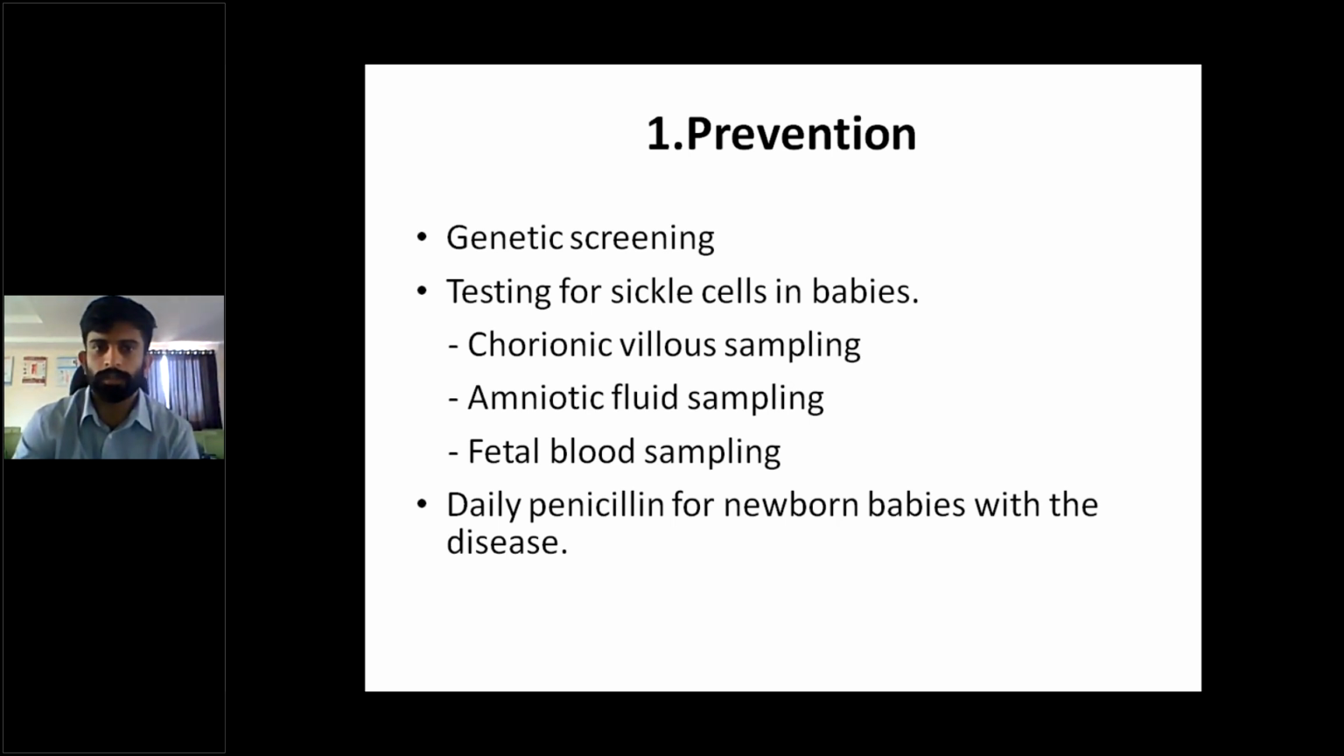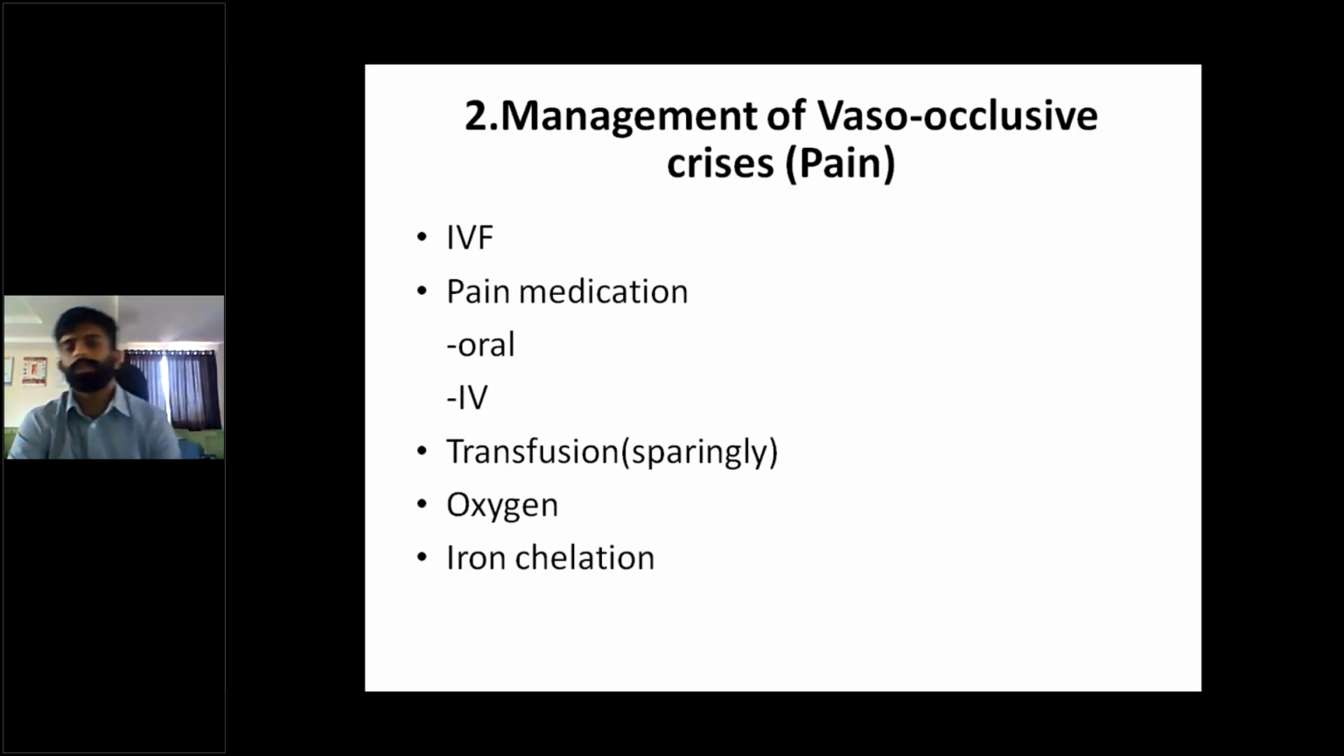The first one is that prevention, and the second one is management of vaso-occlusive crisis or pain. Now, sickle cell anemia presents with anemia and mild jaundice, but the major presentation of sickle cell anemia is pain. So pain over long bones is a very severe pain. It's almost a 7 to 8 out of 10 on the pain scale. So immediate treatment and relief of pain is very necessary.